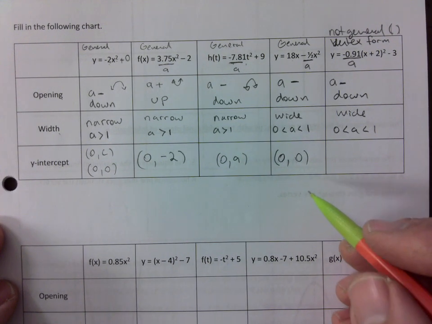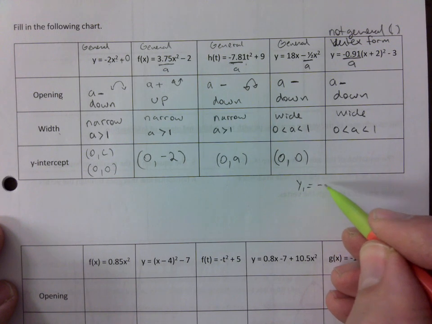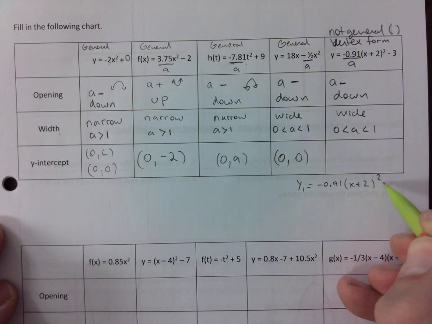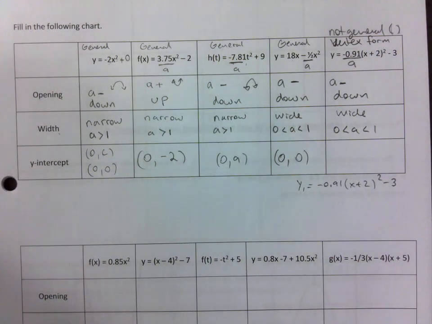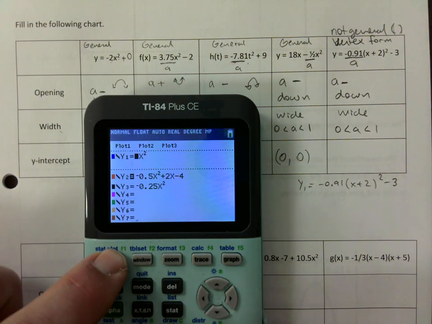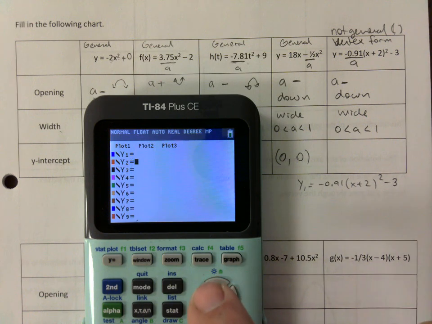So we're going to type this into y1. y1 is equal to negative 0.91 (x plus 2) squared minus 3. So let's go ahead and do that. Can you type that in, please? I'm going to go to y. Let's clear everything we've typed in. Just hit clear, clear, clear. Nothing else. We just want everything cleared up.